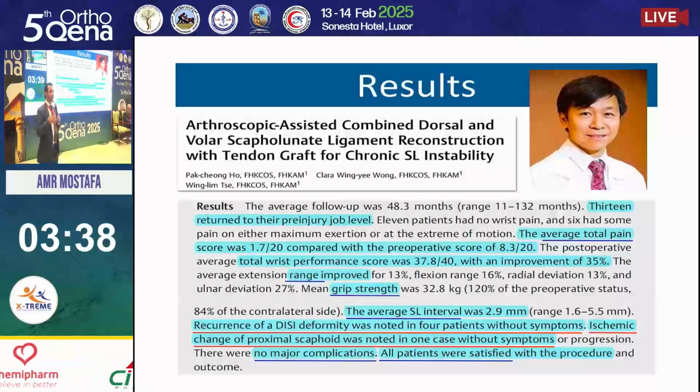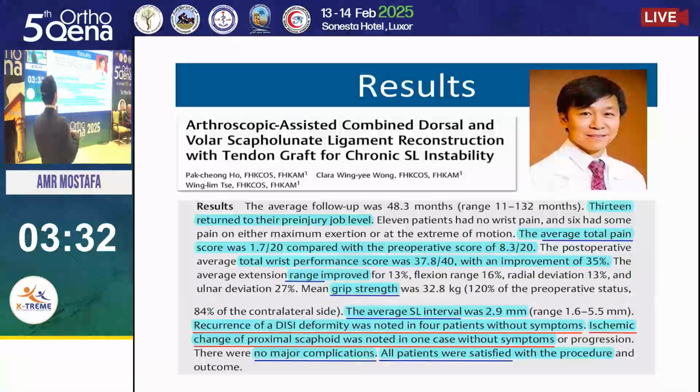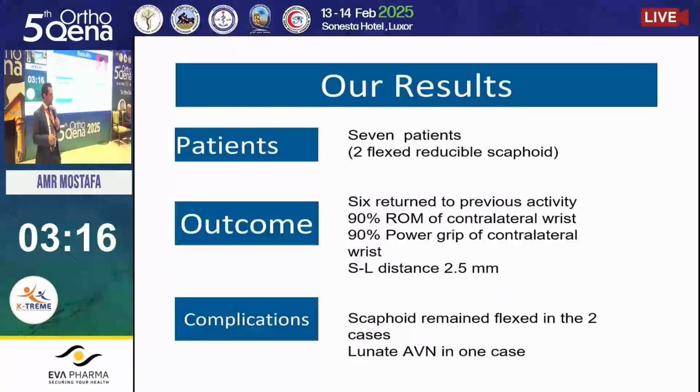The results of Dr. Ho himself: he did it for about 17 cases. As you can see, the average scapholunate space was about 2.9 millimeters, and he had a recurrence of the DISI in about 4 patients. He also had ischemic manifestation in the proximal pole in 1 case.